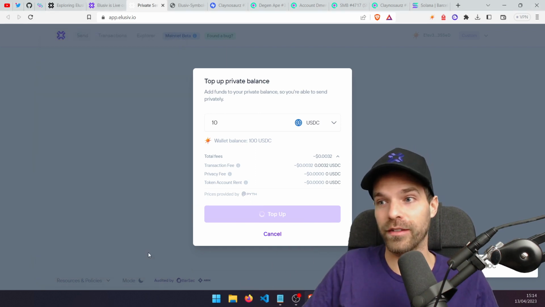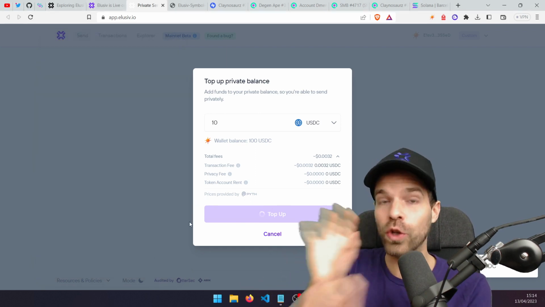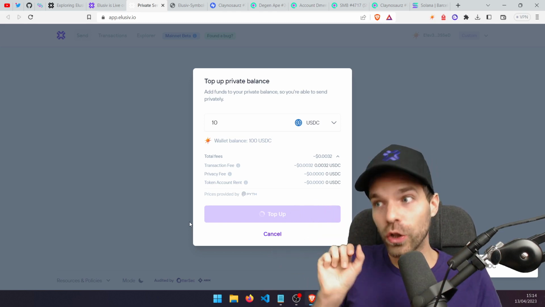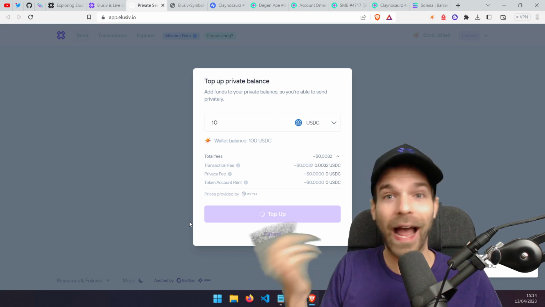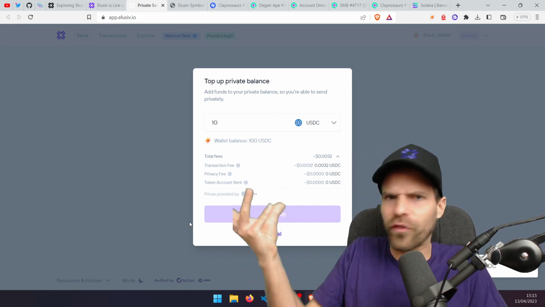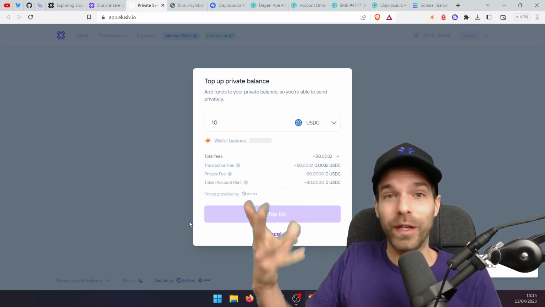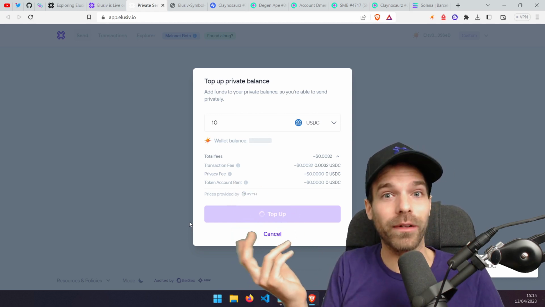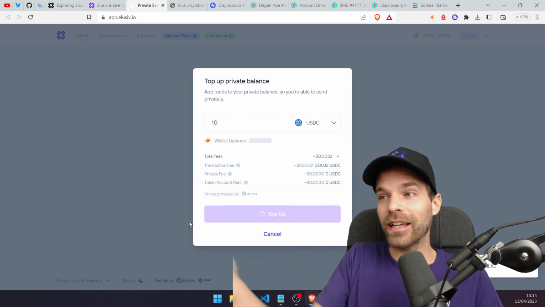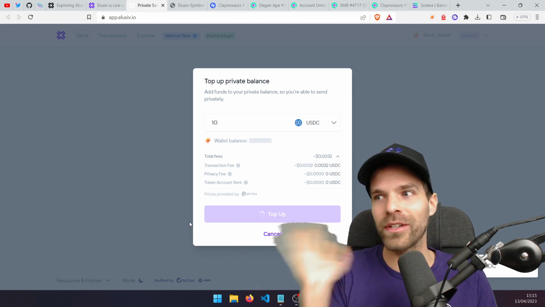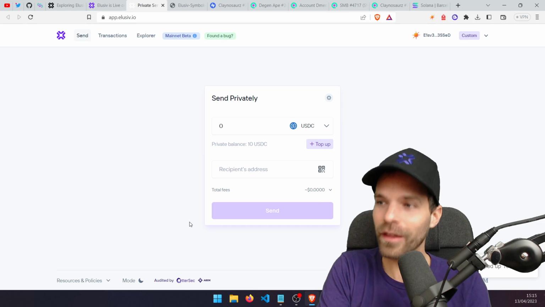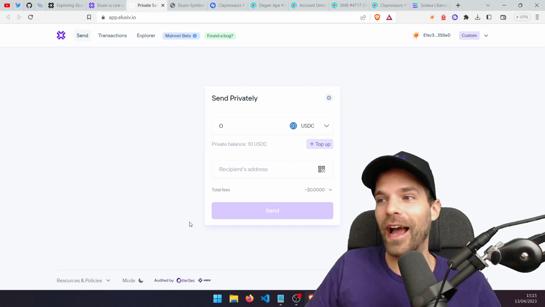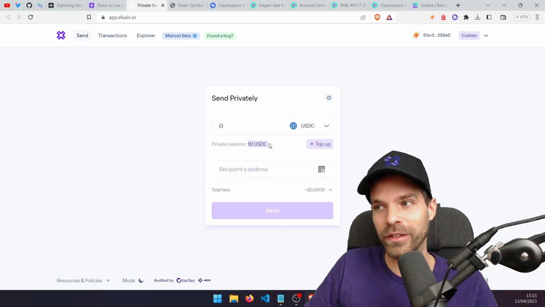I'm gonna approve this, because that means I don't need to have Sol on my wallet to put it into that private balance of Elusiv, which means I don't need to fund the wallet from another wallet or an exchange, which again makes me trackable, right? That's why I like this. I can just receive some tokens on some address and then put it into my private balance in Elusiv. And there we have it. It worked. I now have a private balance of 10 USDC.